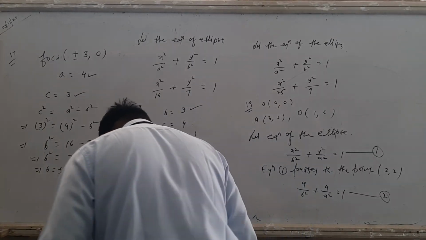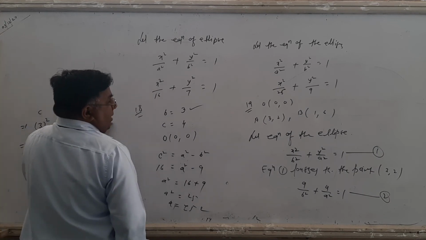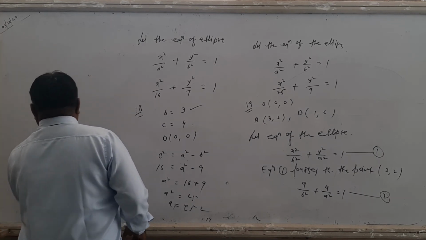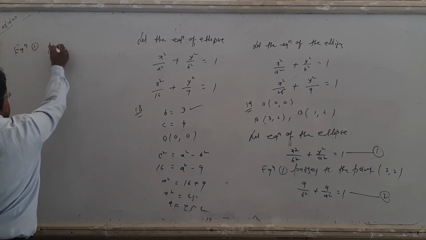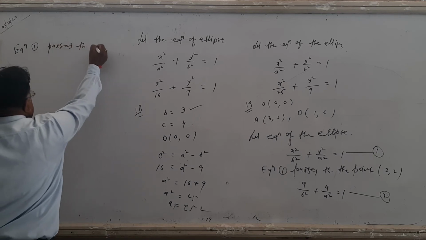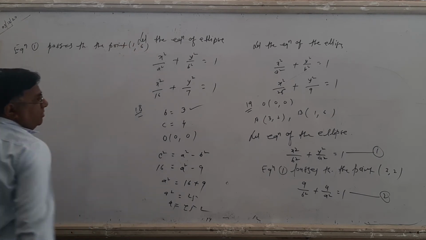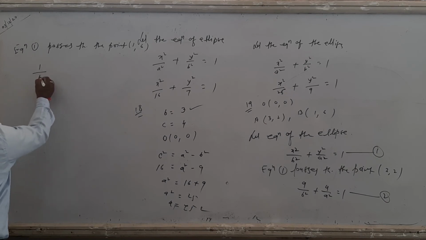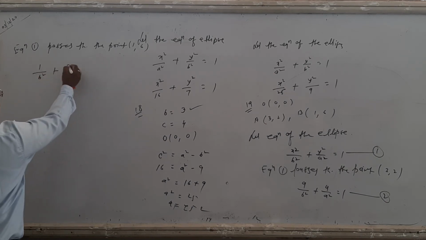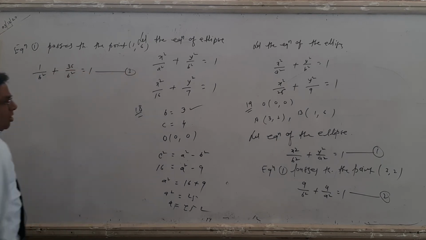Now it passes through another point, and which point? That is 1, 6. So now equation first passes through the other point 1, 6. That means x is 1 upon b square plus square of 6, which is 36, upon a square equals to 1. This is equation third. Solving second and third, find a and b, right?